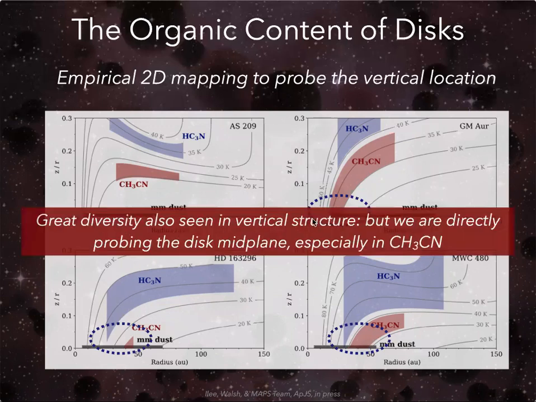So we see this great diversity also in the vertical structure, but with some of these observations, we are actually able to probe quite deep down in the disk.